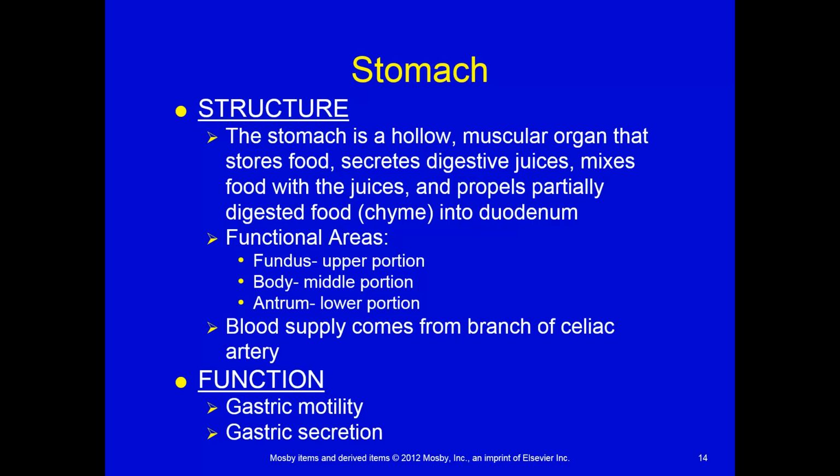Because there are so many different ways and so much collateral blood flow to the stomach, you never really see ischemic changes, because if something's blocked, there's so much other blood flow getting to the stomach. So you really don't see ischemic changes unless things are pretty well shut off to the stomach, and obviously that person would be pretty sick. Blood supply comes from the branch of the celiac artery, which branches right off from the aorta. So a lot of blood flow and blood supply to the stomach.